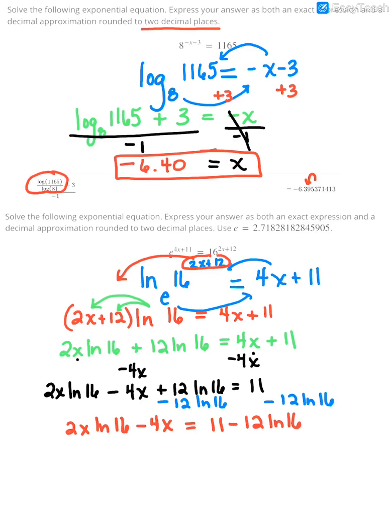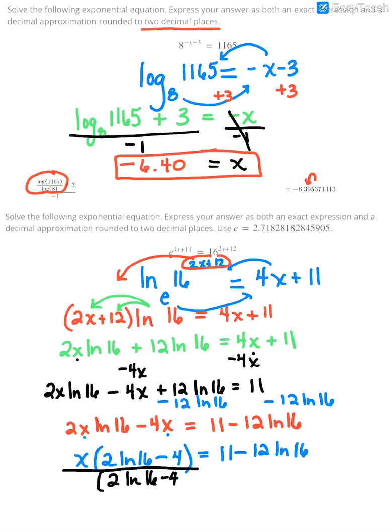Okay, so again, we're trying to get x by itself. At this point, since both terms have an x, we'll go ahead and factor it out. Put all of our leftovers in parentheses. So 2 times the natural log of 16 minus a 4. And that's equal to 11 minus 12 times the natural log of 16. And then my final step here will be to divide by the 2 times the natural log of 16 minus 4 on both sides.